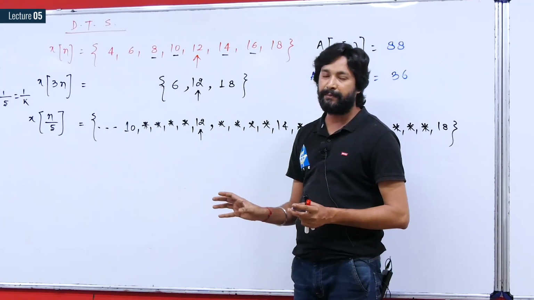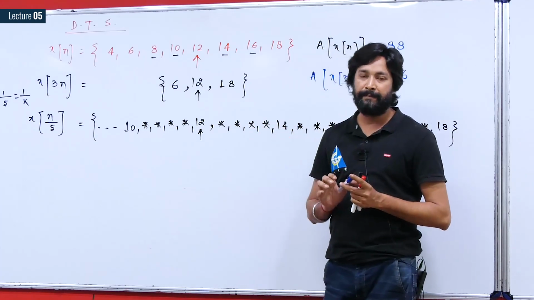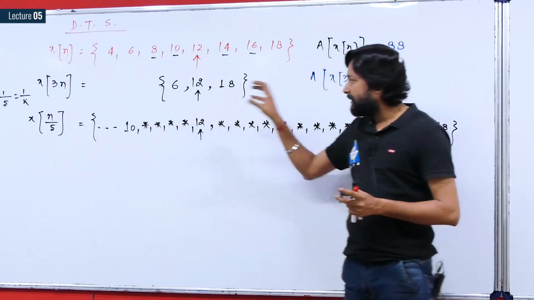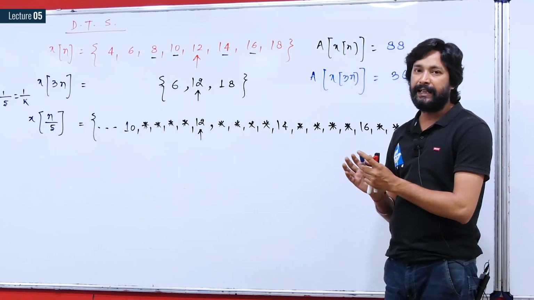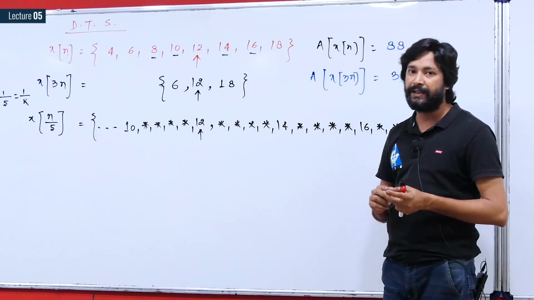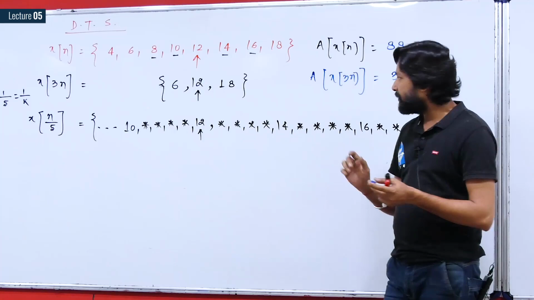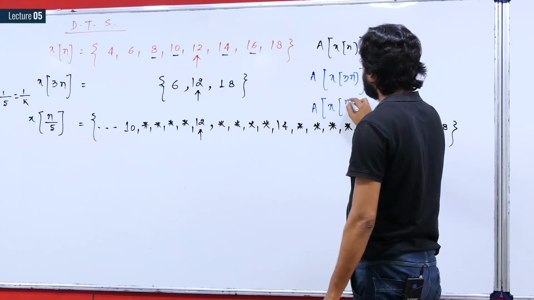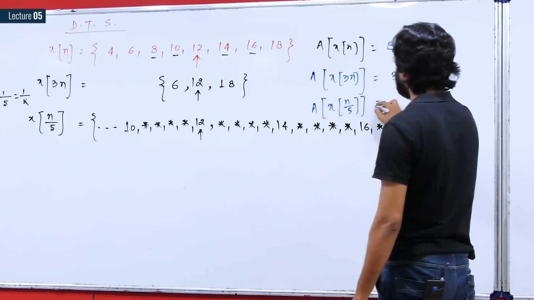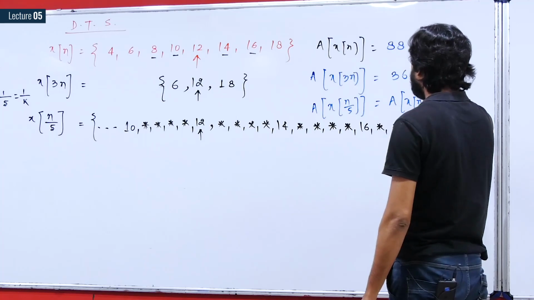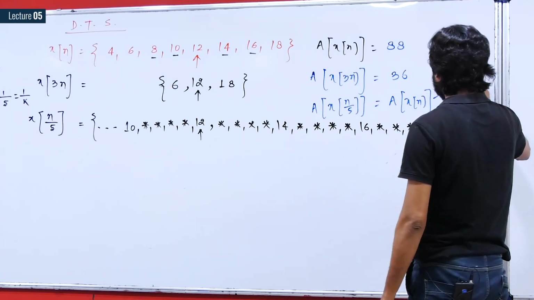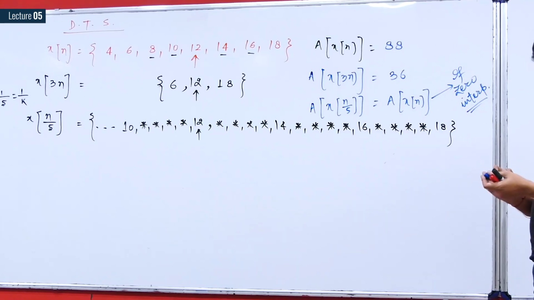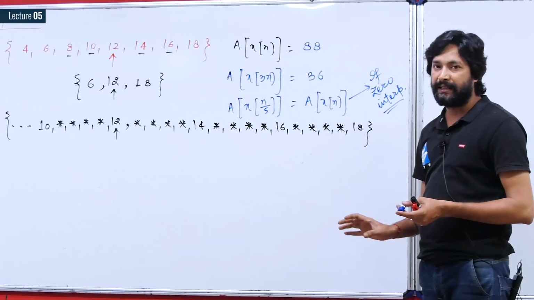If you are taking zero interpolation, then the area of x of n and the area of x of n by 5 would be the same, as no non-zero values are added. But if you are taking unity interpolation or average interpolation, then the total area may get changed. So in zero interpolation, the area of x of n by 5 will be equal to the area of x of n. If you are taking zero interpolation, there will not be any change in the area of the signal x of n.